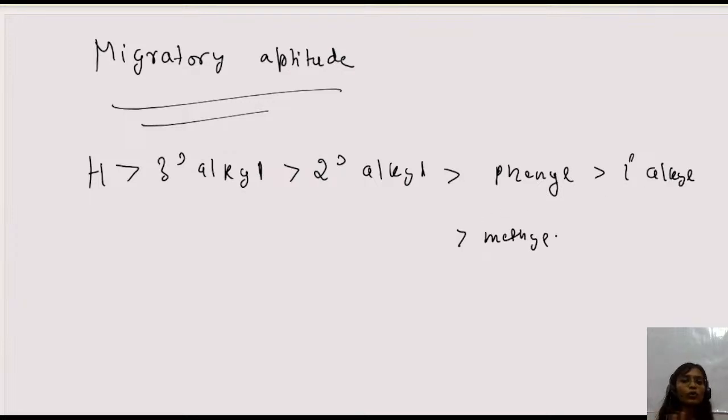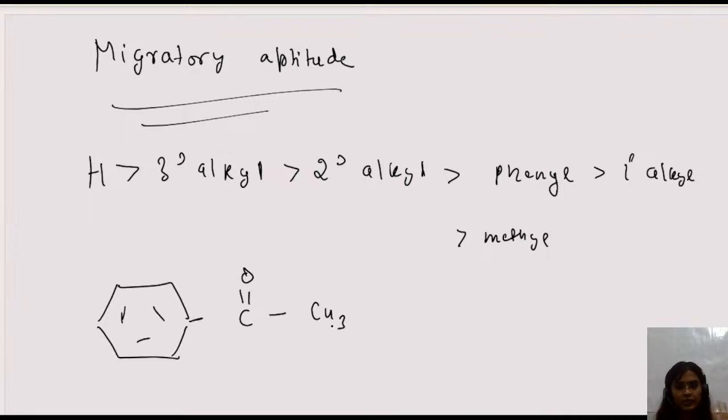Okay, for example, how to use this order. Let's suppose I'm having a phenyl, and this is a ketone, and this CH3 group is connected.